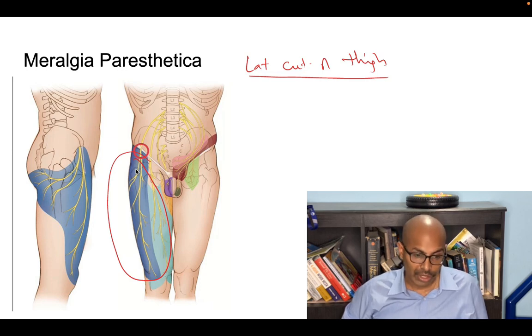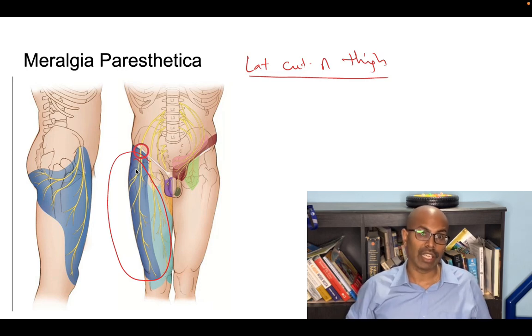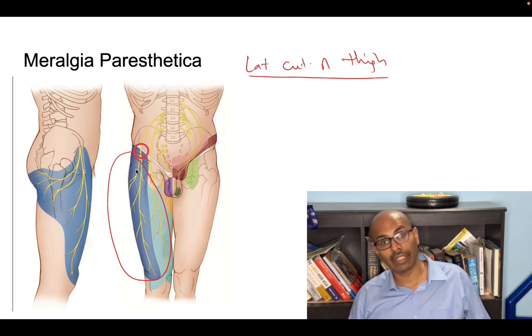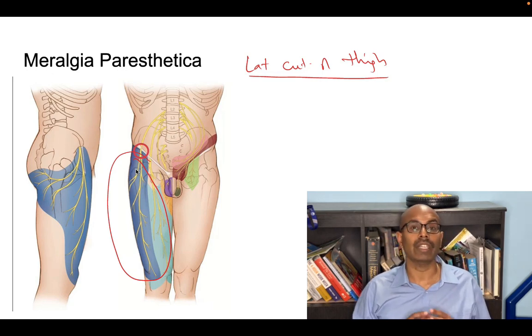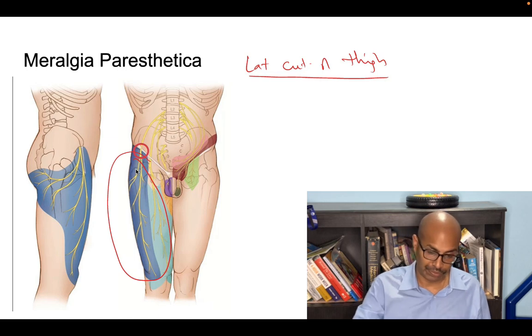The reasons for compression are various, including a tight bandage, tight underwear, some kind of surgery done in that area, or compressive neuropathy because of lying down on that side. So all these can cause lateral cutaneous nerve of thigh compression, and this is called Meralgia Paresthetica.